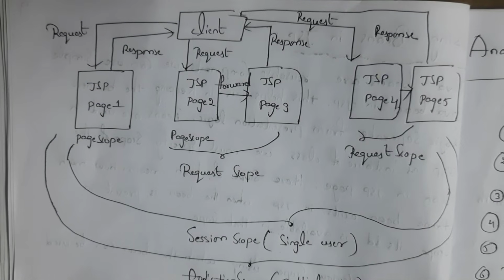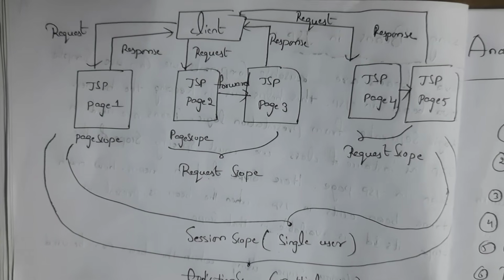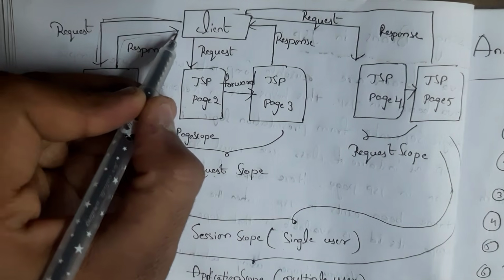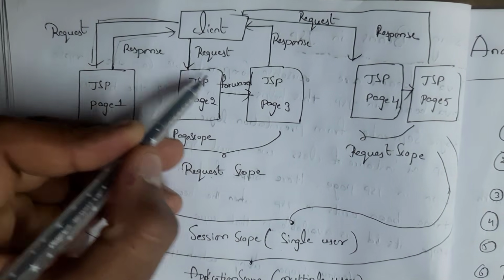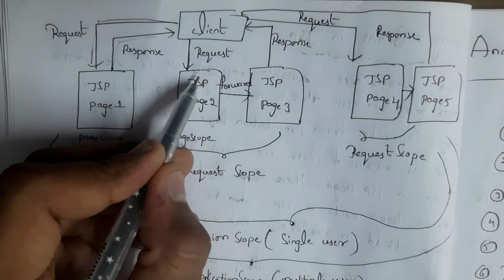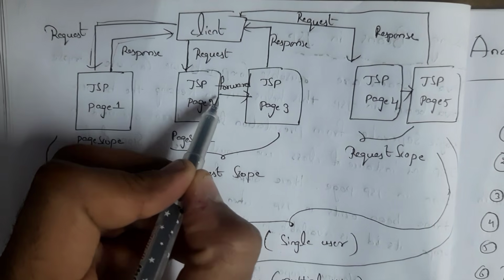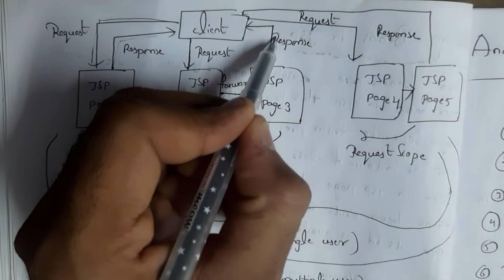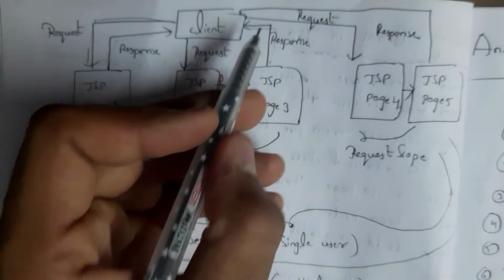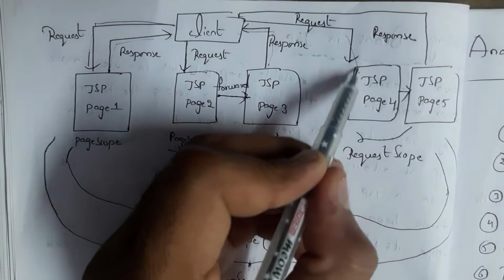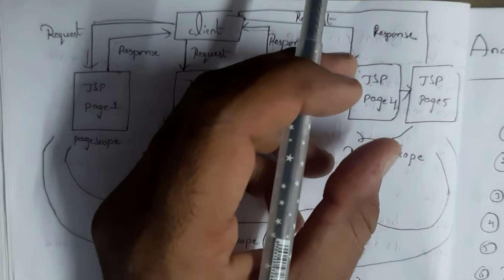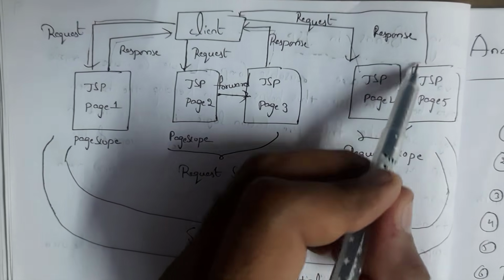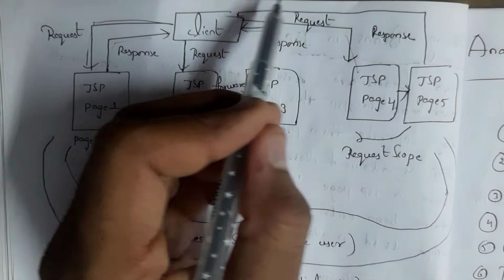This is the structure of various kinds of scopes. Whenever a client sends a request to a JSP page, then the JSP page will provide a response. Similarly, whenever a client sends a request, if this JSP page cannot handle this request, then it will forward this request to another page. So another page will give the response to the client.